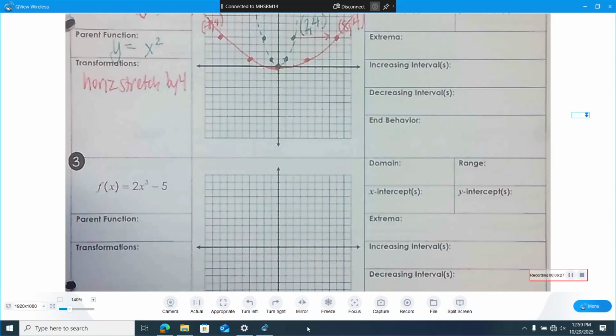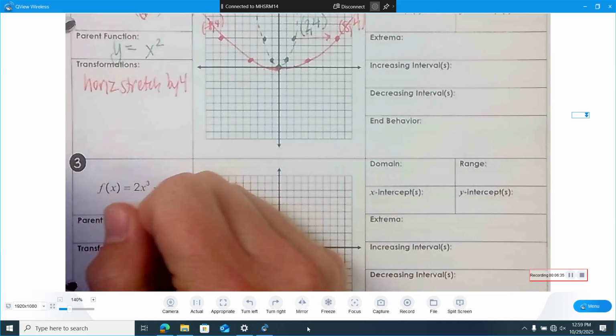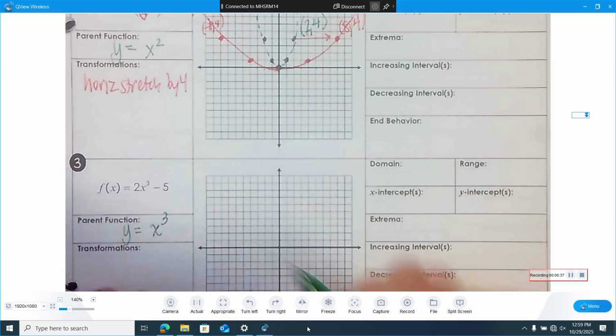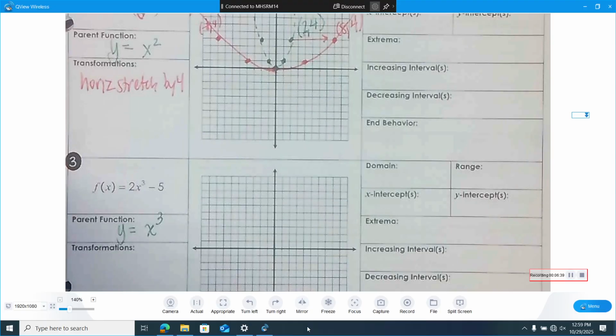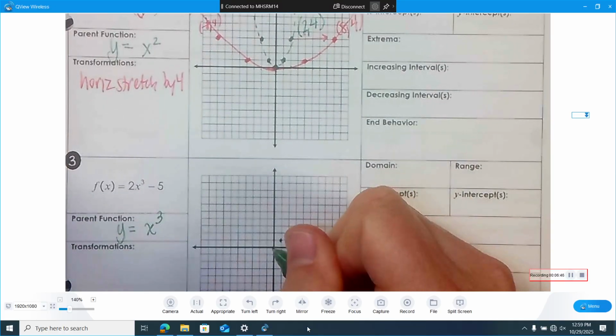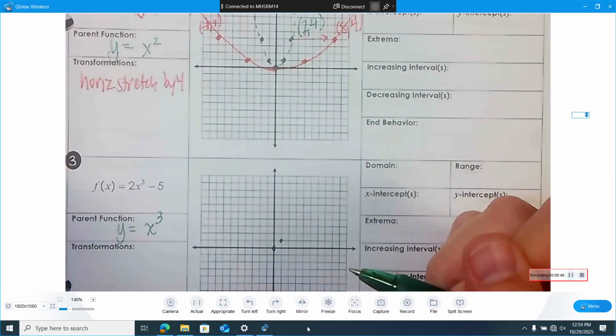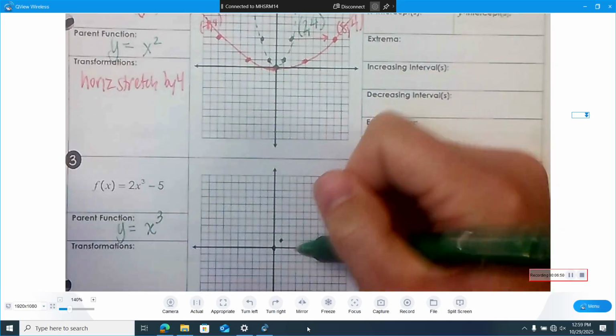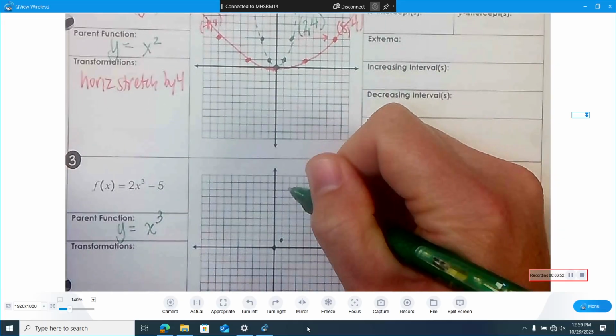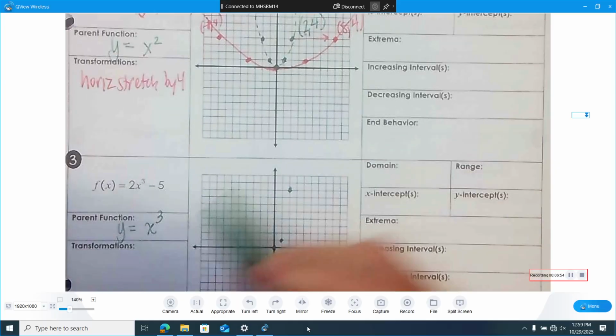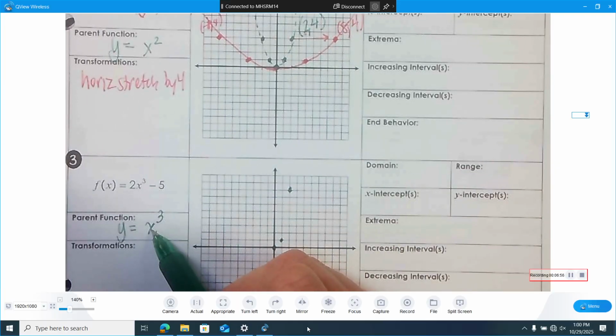Let's look at number 3. What is our parent function here? Cube. Yeah, it's our cubic function, something to the 3rd power. So that's our cubing function. And what are some points that green goes through? 1, 1, 0, 0. 2, 8. Very good. 2, 8 is the other point there. That's really good to know. 2 to the 3rd power would give me 8.